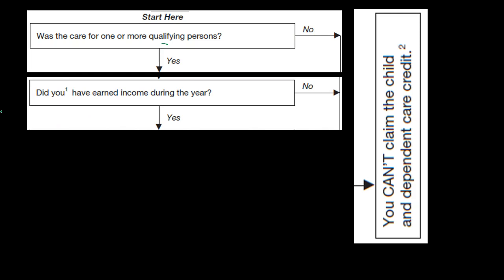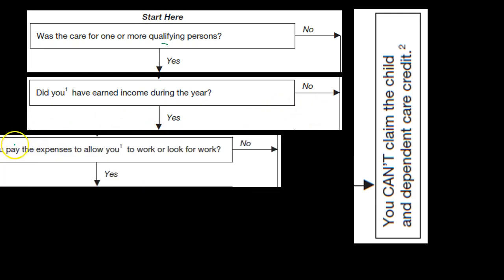Did you have any earned income during the year? So we need to have the earned income. That's going to be our second question we'll ask. If we say yes, we had some earned income, then we'll move forward. Then in no, if we have zero earned income, then typically we would say no, can't claim the credit generally.